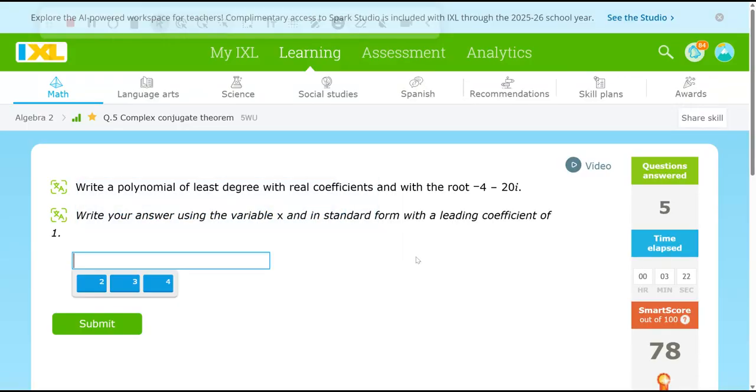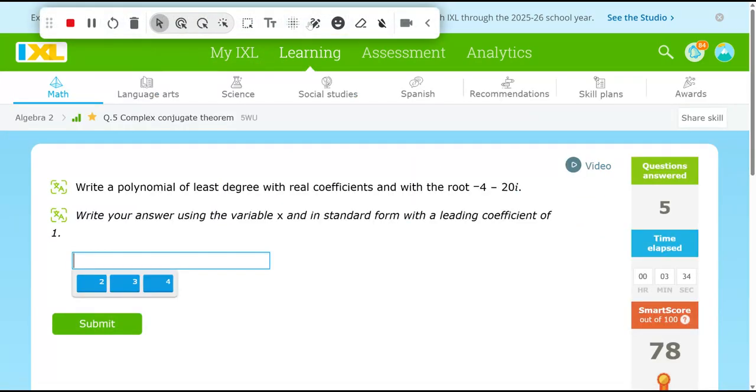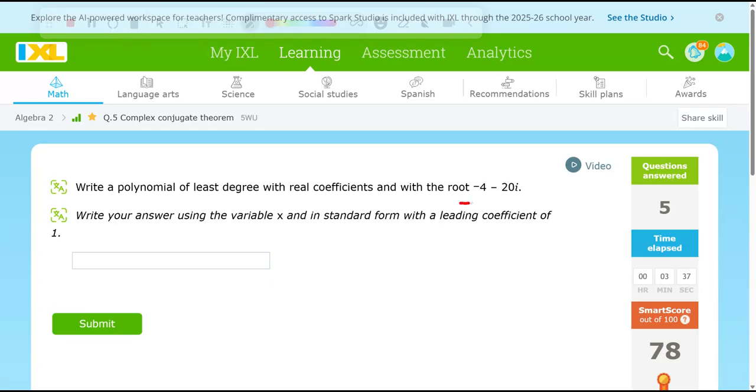In this level, they ask you to write the polynomial. So you have to find the root and then you write the polynomial. Take a look over here. The other root should be subtract 20i. So you've got two roots, this is like x1 and this is like x2. If you want to find the polynomial, very easy. The equation should be x subtract x1, x subtract x2.